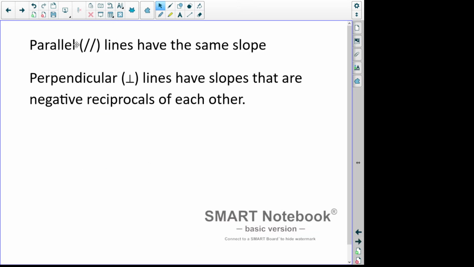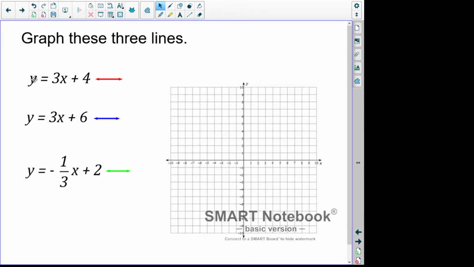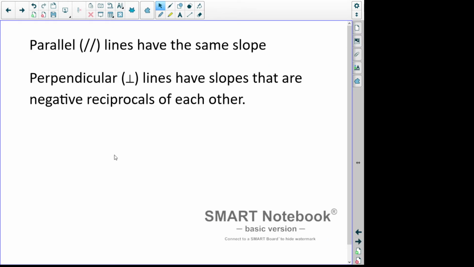So here's our definition of a parallel line. Parallel lines are two lines that have the same slope. If we look back at this example here, the red line and the blue line have the same slope. They have a slope of 3. So that's the definition of parallel. They have the same slope. Perpendicular lines are a little trickier. Perpendicular lines have slopes that are negative reciprocals. Negative reciprocals. Okay, so we've got some terminology here.